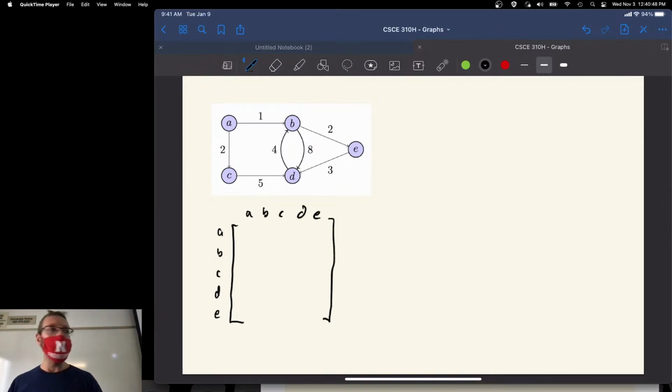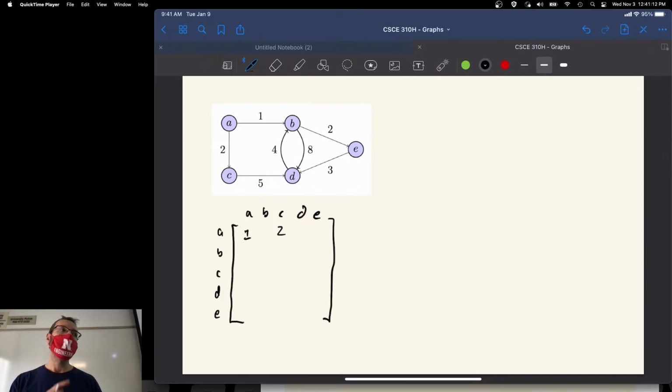And instead of a 0, 1 Boolean matrix where false means that there's no edge and true means that there is an edge, we're actually going to keep track of the weights in this thing. So for example, from A, I can go to B at a weight of 1. I'll put 1 in that entry. From A, I can go to C with a weight of 2. From A, I can't go anywhere else.